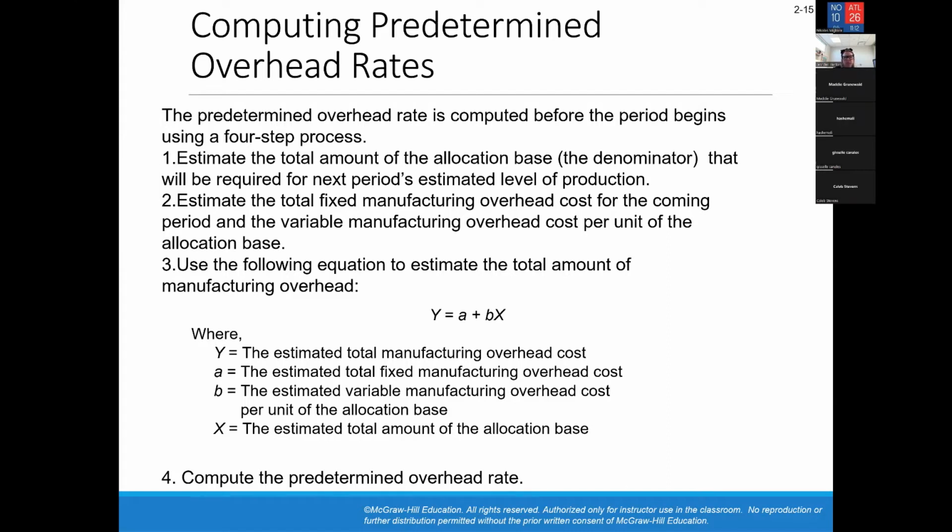And then number 3 is that we want to use the equation to estimate the manufacturing overhead. Again, we went through this last week. The Y is the total manufacturing overhead cost, using both the fixed and variable. A would be your total fixed manufacturing cost, plus you add the variable cost. So we have the estimated variable manufacturing overhead cost per unit and the estimated cost of the allocation base, and you multiply those together. Add them up, and then you get your predetermined overhead rate.